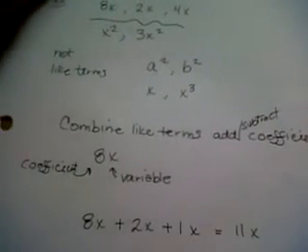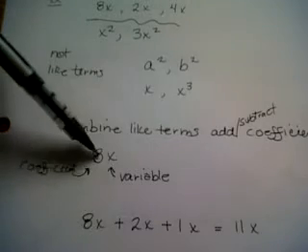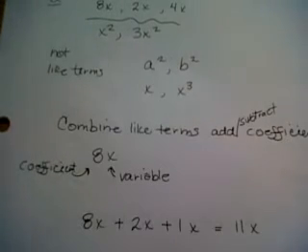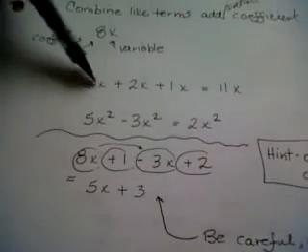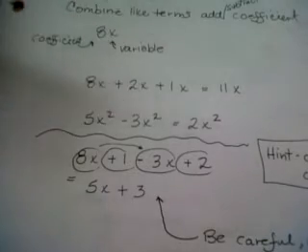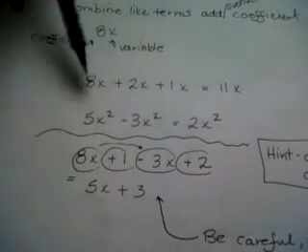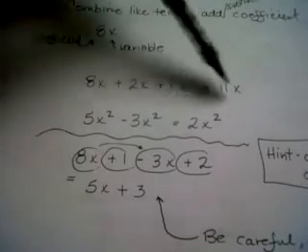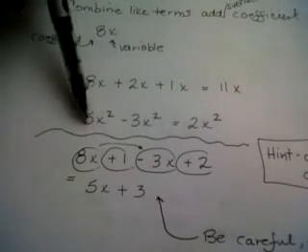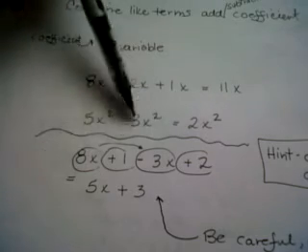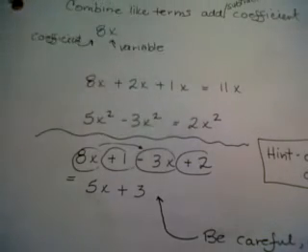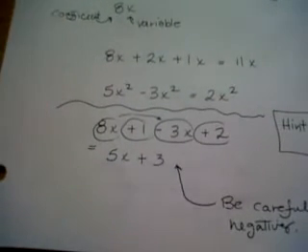So when I combine like terms, there's the coefficient, that's 8. There's the variable, that is x. If I'm looking at combining like terms, there's 8x plus 2x plus 1x. I combine them all. I add the coefficients, so 8 plus 2 is 10, plus 1 gives me 11x. Here, if I have 5x squared minus 3x squared, I'm really just looking at 5 minus 3, and I get 2x squared. One way that can help you sometimes is to circle and cross off, if that helps.